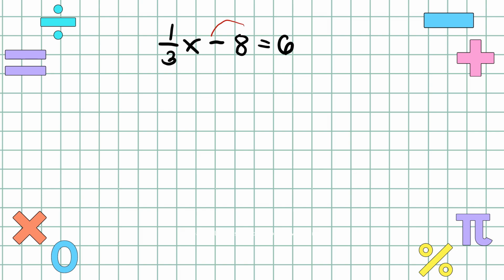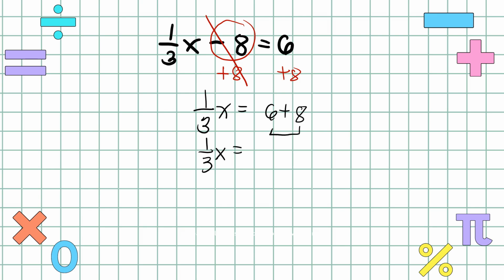So here, first, our goal is to remove the -8 here. So let's add 8 on both sides so that this will be cancelled, and that's equal to 0 already. So we're left with 1/3 x equal to 6 plus 8. Now simplify. 1/3 x is equal to 6 plus 8, that's 14.